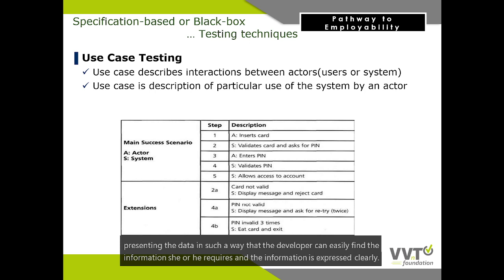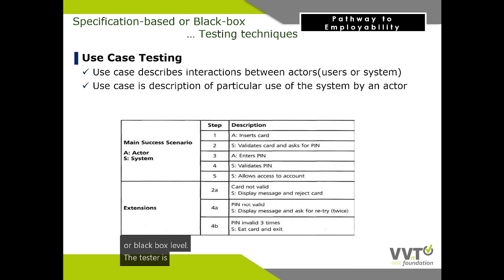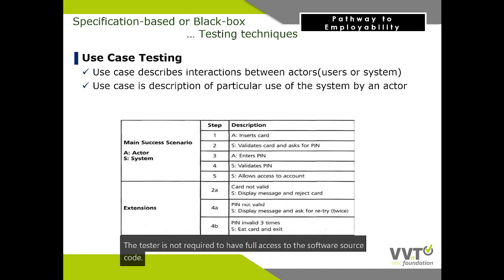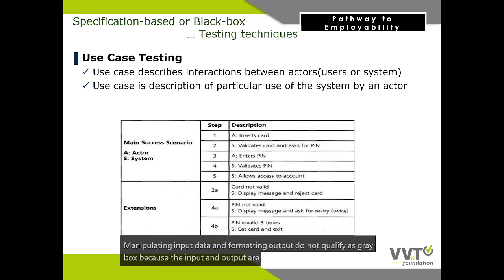Gray box testing. Gray box testing, American spelling, involves having knowledge of internal data structures and algorithms for purposes of designing tests, while executing those tests at the user, or black box level. The tester is not required to have full access to the software's source code. Manipulating input data and formatting output do not qualify as gray box, because the input and output are clearly outside of the black box that we are calling the system under test.